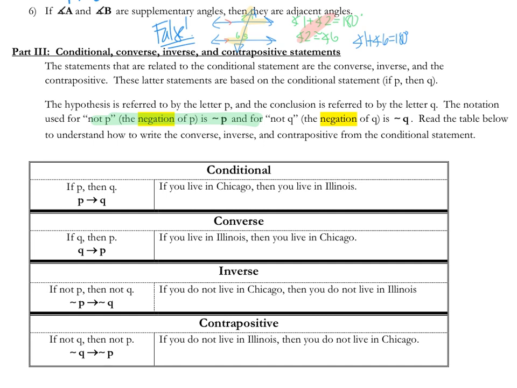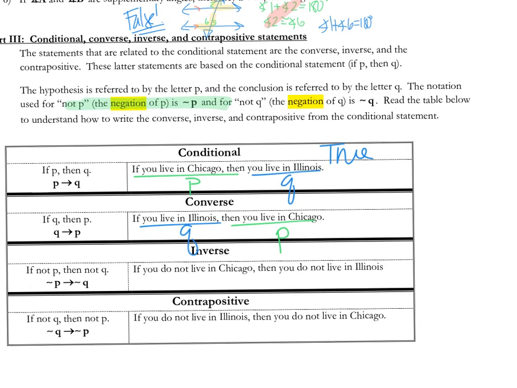a conditional statement is if P then Q. So this is our P, this is our Q. Okay, the converse is flipping those two. So now this is the Q and the P is located second. Okay, now notice that the conditional statement was true in this example, okay, but doesn't always need to be true. The converse is actually false in this example.